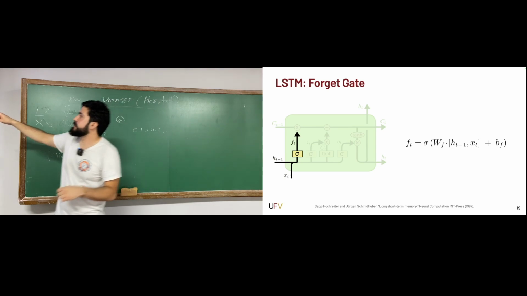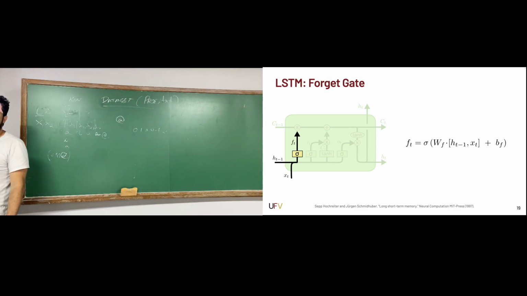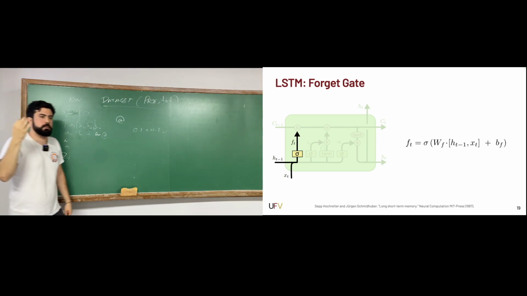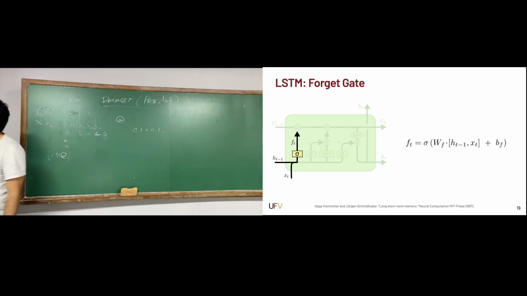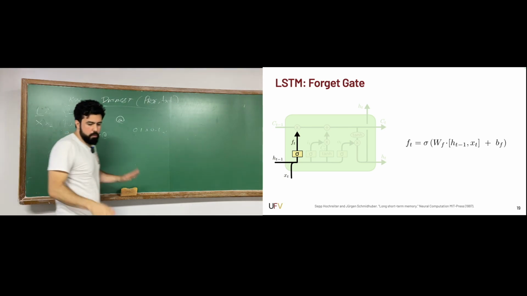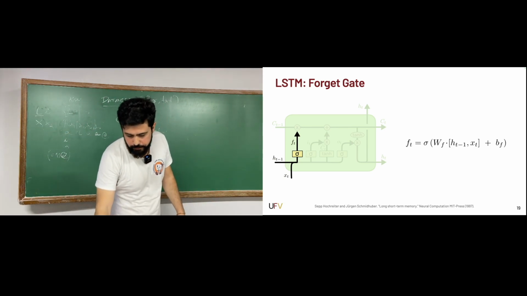So at the end, this is a sigmoid, right? So f_t is going to be a vector with values from 0 to 1. It's a sigmoid, so f_t would have values that go from 0 to 1.